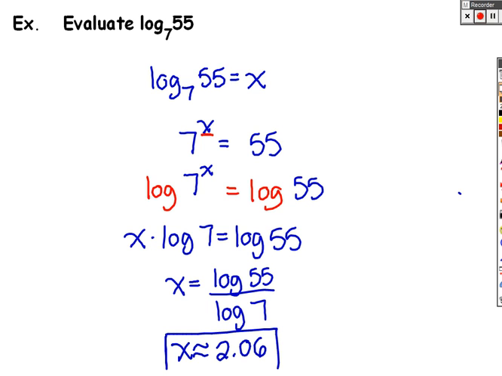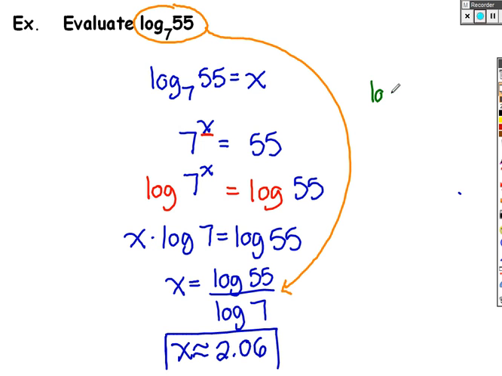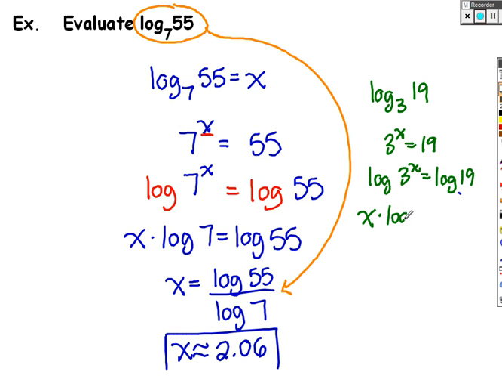Now this actually leads us to what's called the change of base theorem. I can jump straight from here down to here every time. So let's say I gave you something like log base 3 of 19. You could go through all this work and say, well, 3 to what power is 19? And then I take the log of each side and I bring the exponent out front. And then I divide by log of 3.